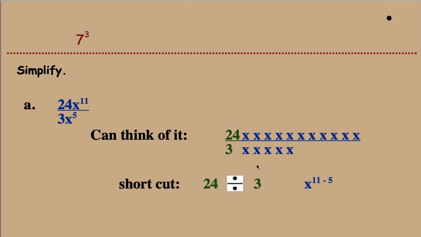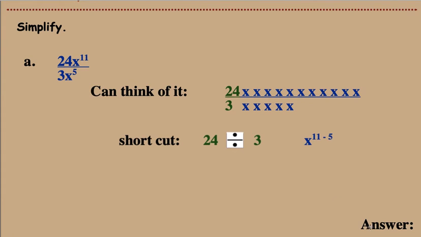So basically, this is what I'm doing in my head. I'm going to go to 24 divided by 3, or if it's a different type of fraction, I'm going to reduce it. And then since they have the same base, all I'm going to do is take the 11 minus the 5, and I'm going to get 6. So this is my final answer, 8x to the 6th power.